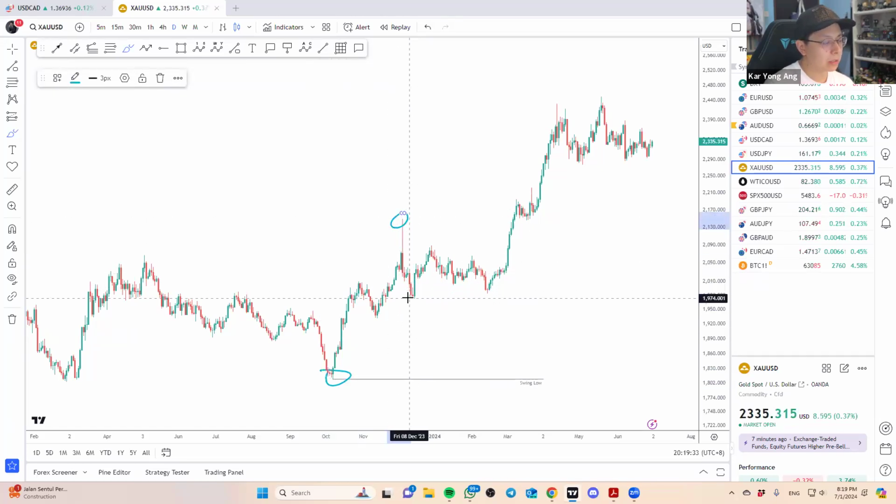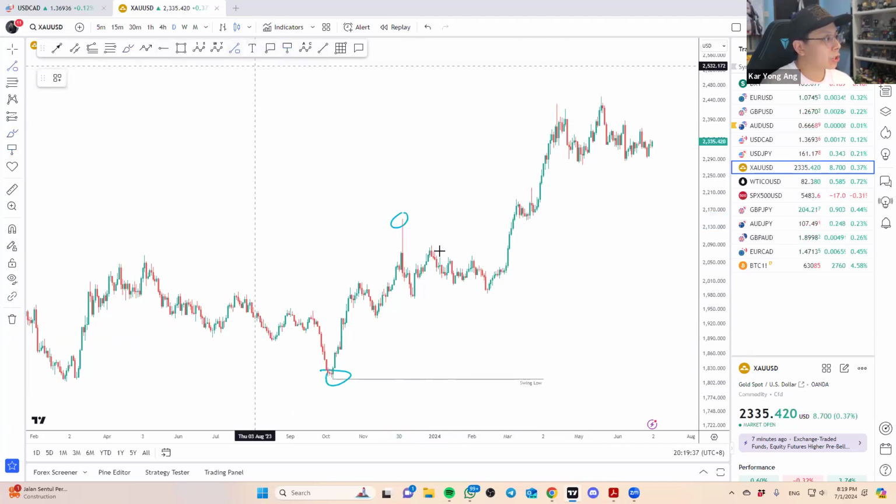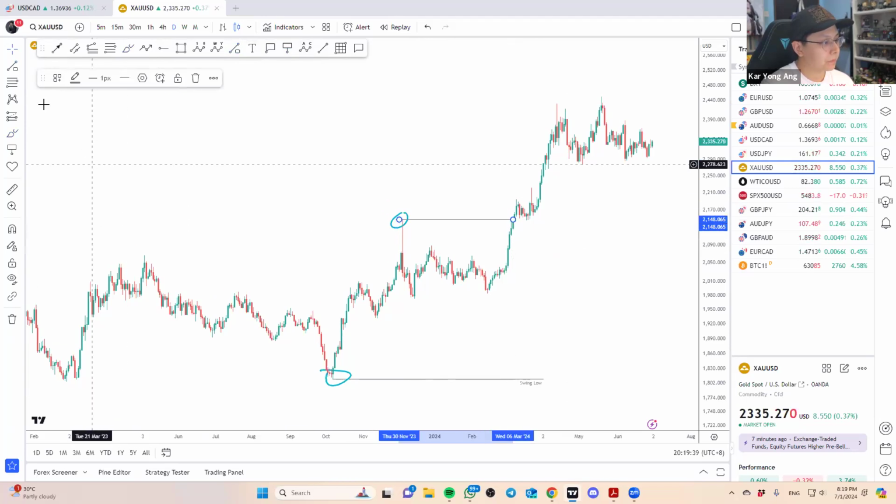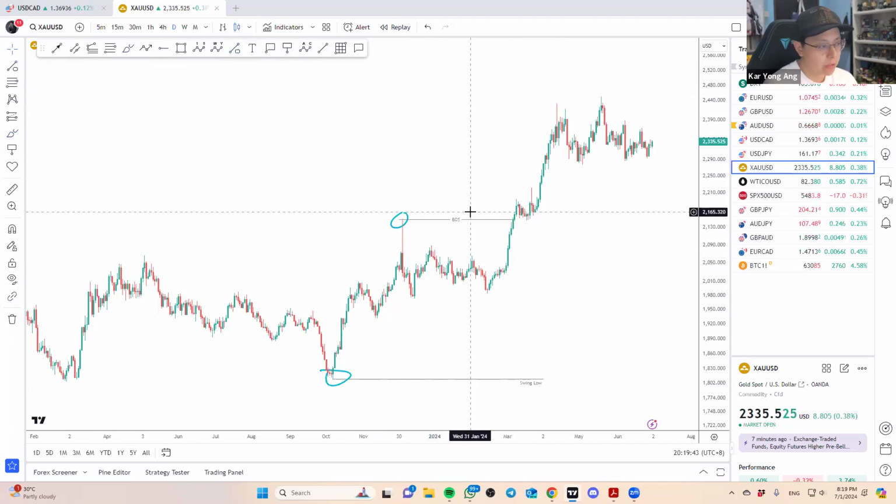After the pullback, the market didn't break the low and it continued to move higher, and it actually managed to break this high and close above it. So that becomes our BOS, break of structure.